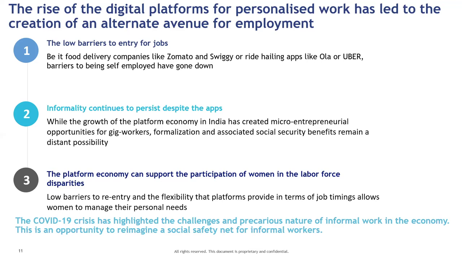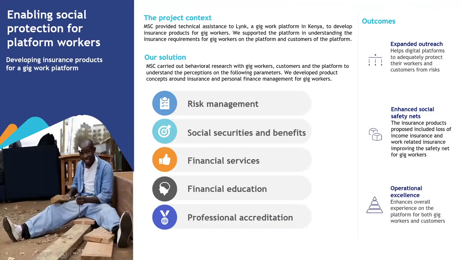But having said all of this, the COVID-19 crisis has highlighted a lot of challenges, as Professor Devlin and Varun mentioned, around this invisibilization. The COVID-19 crisis made the issues and challenges around informal workers visible for all of us. I think this is an opportunity for us to reimagine a social safety net for informal workers. Next slide, please.